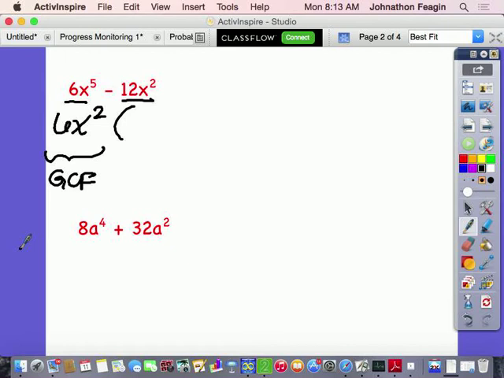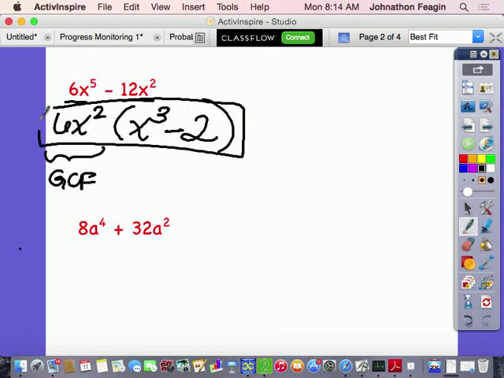Alright, so since 6x squared is our GCF, we basically say, okay, 6 divided by 6. Okay, well that's a 1. I've taken out every possible factor of that first term, and if I take out an x squared from an x to the fifth, that leaves me with an x to the third. Okay, so basically when we divide here, we just subtract our exponents. Then we have our minus. 12 divided by 6 is 2, and then x squared divided by x squared is just 1. So this right here is the factored form of 6x to the fifth minus 12x squared. Our GCF is 6x squared, and that leaves us with an x cubed minus 2 left over.